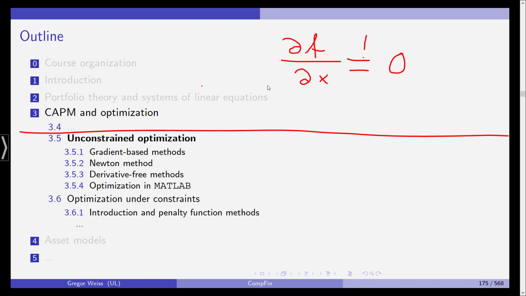And later on, we'll also have a look at optimization under constraints, where, for example, we have a budget constraint. We only have a certain amount of money that we can invest in our portfolio setting. Maybe we have an upper limit for our overall shortfall risk, or we have some other constraints that make sense in an economic setting. And we'll have a look at these very general methods for optimization with and without constraints.